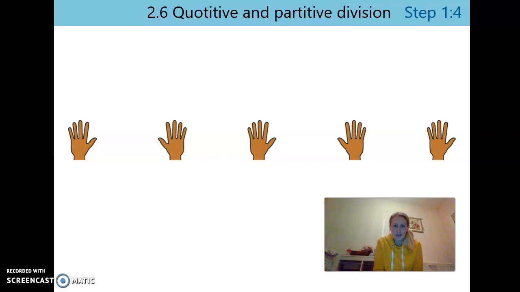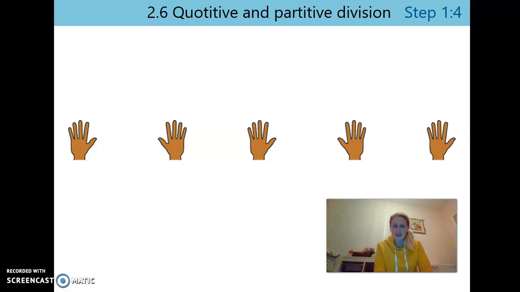We have got here, how many hands have we got? We've got 1, 2, 3, 4, 5 hands. How many fingers do we have on each hand? That's right, we've got 5 fingers on each hand. So let's count these in fives. 5, 10, 15, 20, 25. Well done. That's just a bit of a warm up for our lesson today.